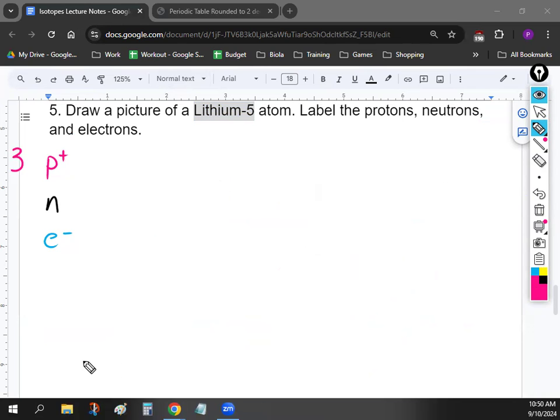All right, now if you guys remember from last class, we said the protons and the electrons are going to be the same number. I think today's the last day we're going to be doing this, so I guess you guys can enjoy this free answer. Okay, 3 protons and the same number of electrons. And that's because protons and electrons are always the same for neutral atoms.